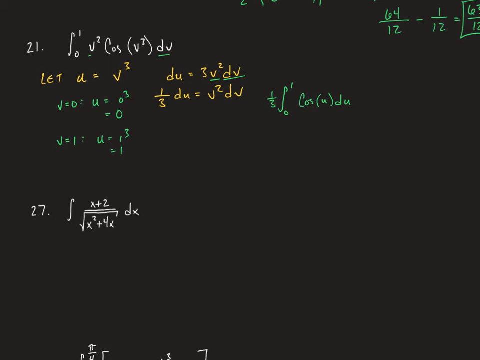And now I'm taking the antiderivative of cosine of u. So this is going to be the same as 1/3 times the antiderivative of cosine, which is sine, from 0 to 1. All right, so I can plug those in now. And sine of 1 is not a nice number. This is not something that's going to be easy to deal with, but we do know that sine of 0 is 0, and 1/3 times 0 is 0. So in the end, our final answer is just 1/3 sine of 1.